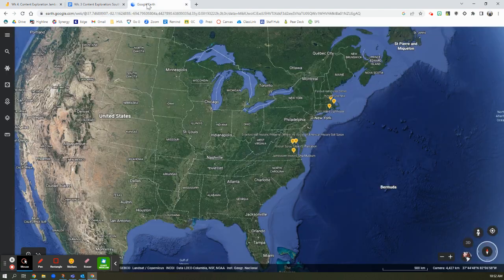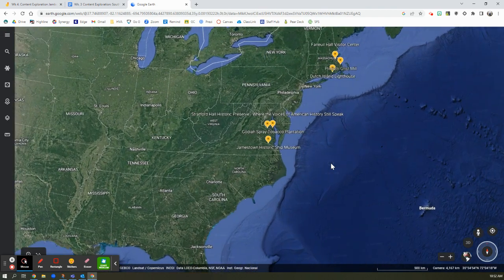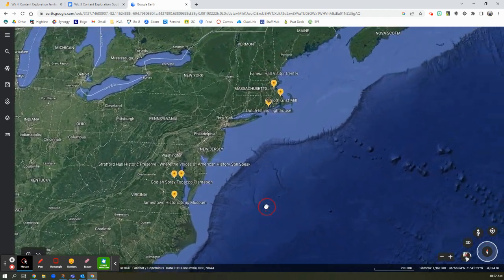Okay, let's head over to Google Earth. Let's see this in a couple of different ways. I want to take you on a tour of 3 locations in the historic southern colonies, mostly Virginia and Maryland, and then 3 locations in the historic northern colonies, Rhode Island and Massachusetts. But even just from the start, you can already see the difference in geography.